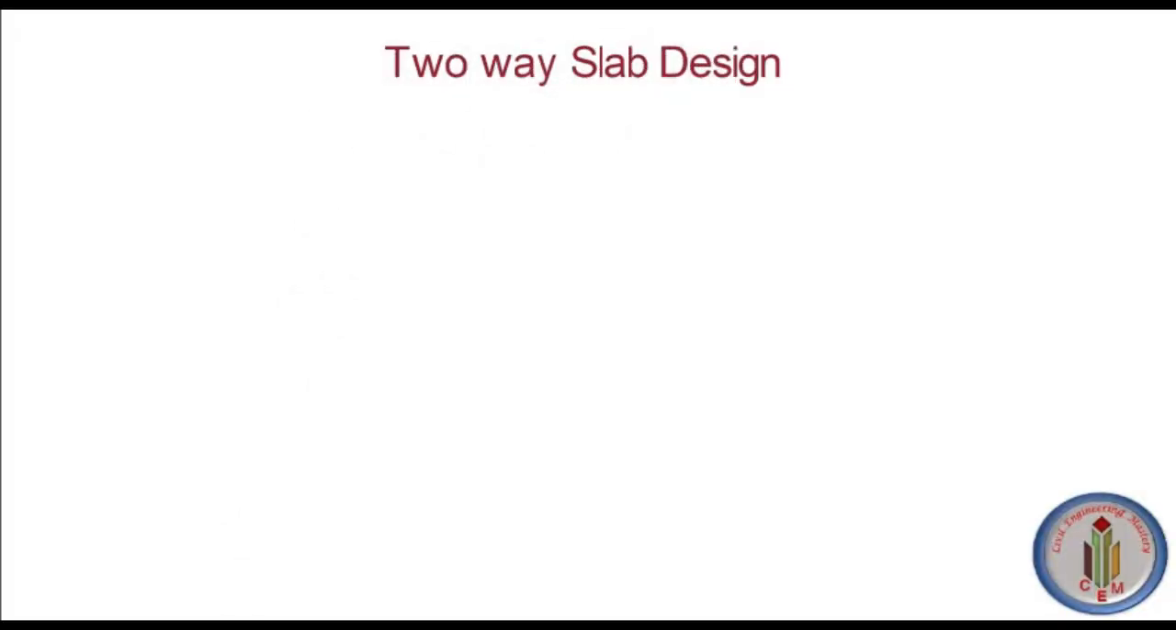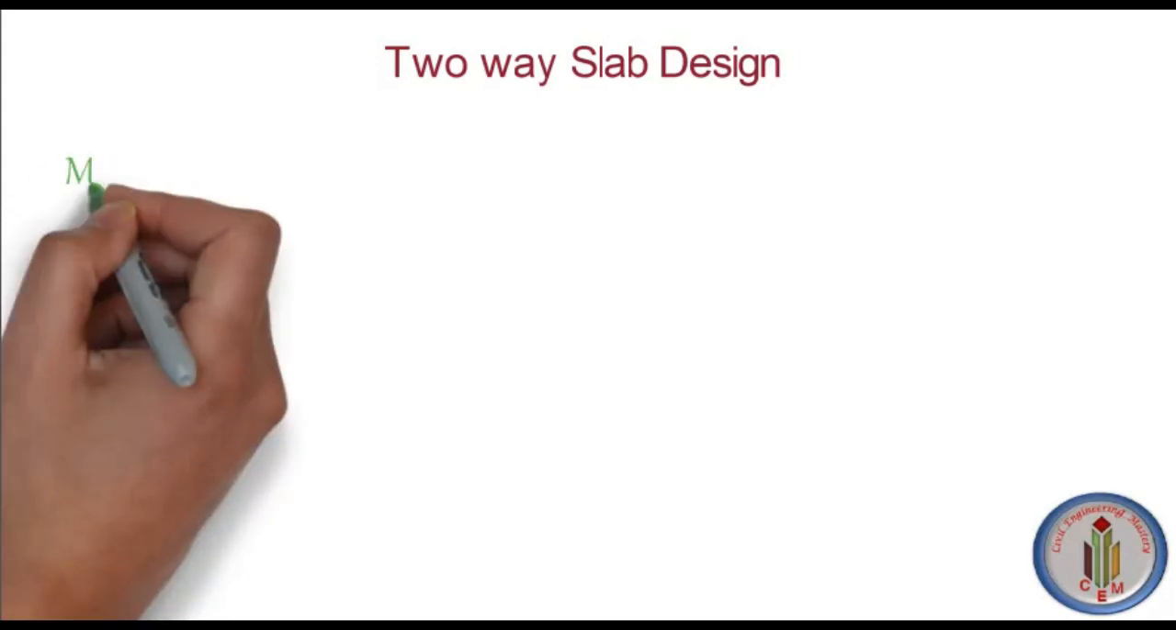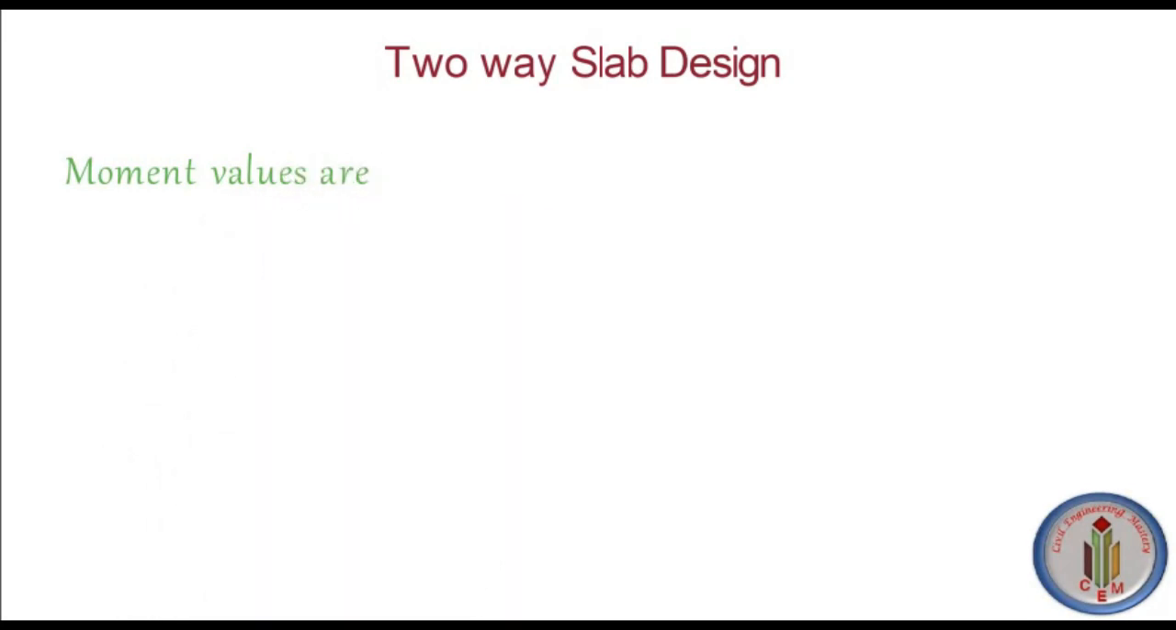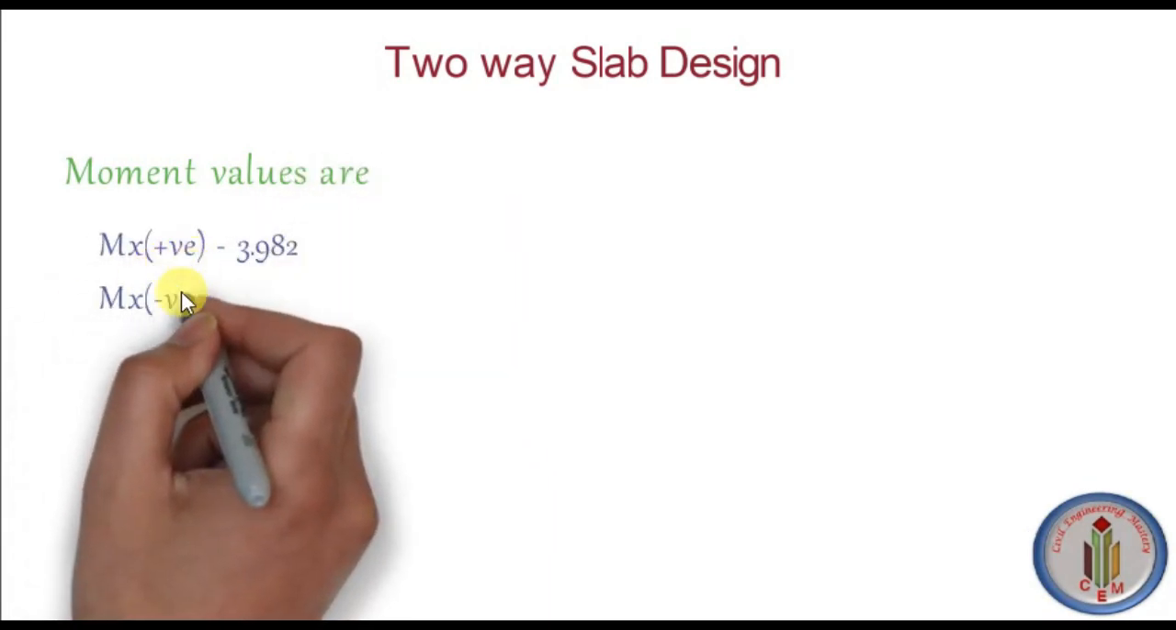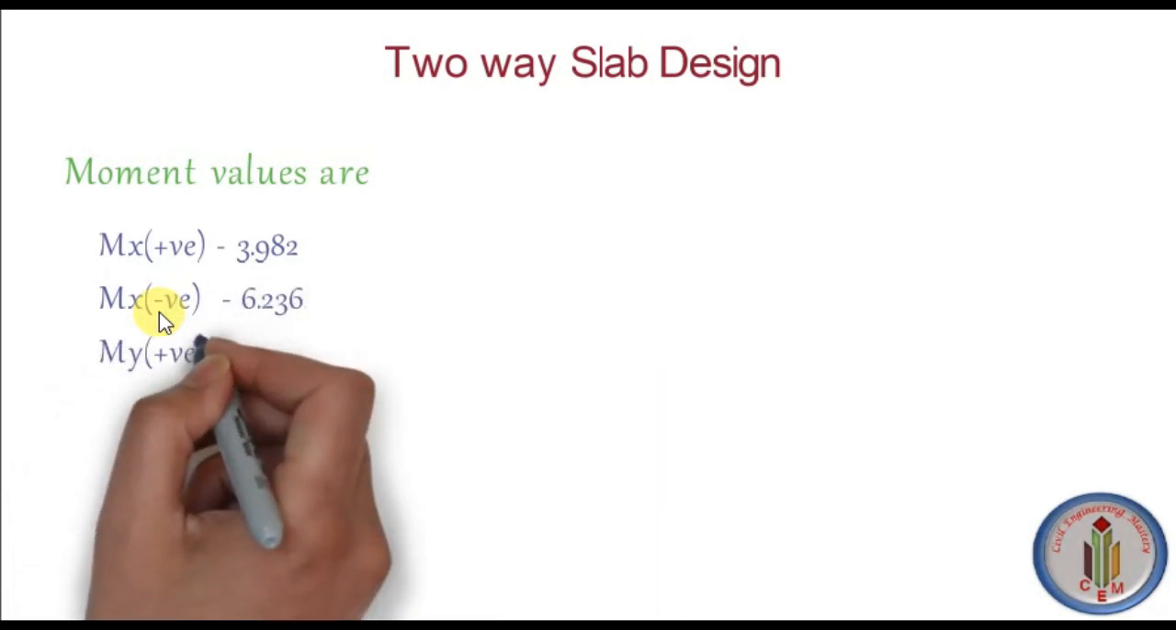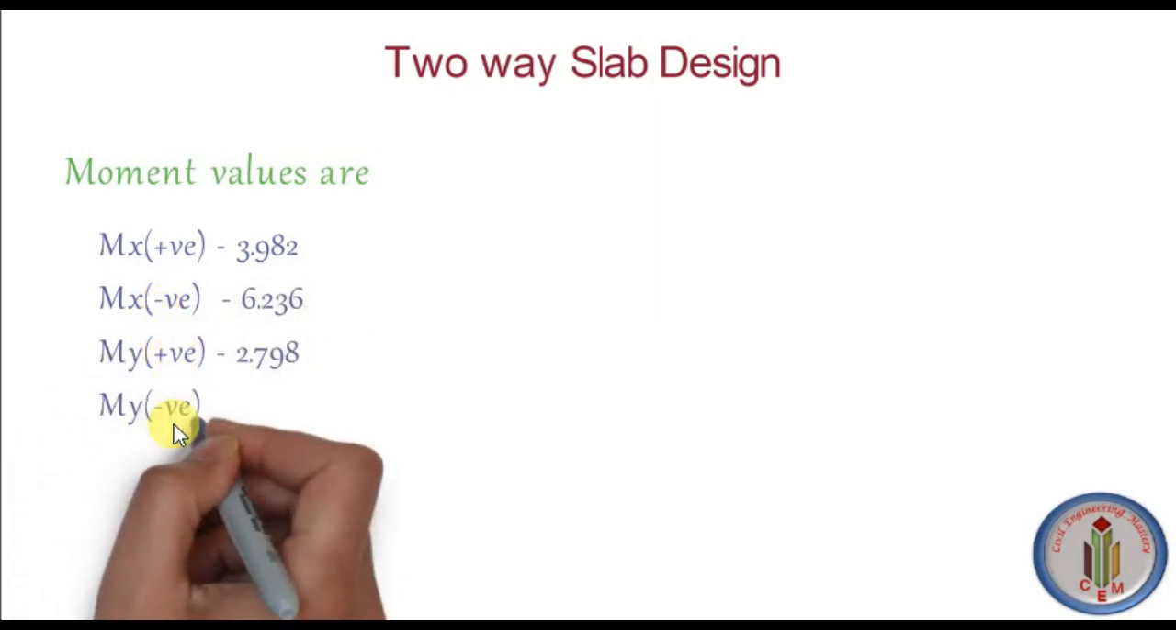In this video, we are going to discuss how we provide the reinforcement details for a two-way slab, as well as how we calculate the area of steel for a two-way slab. So here are the moment values which we had calculated in the previous part: Mx positive, Mx negative, My positive and My negative.